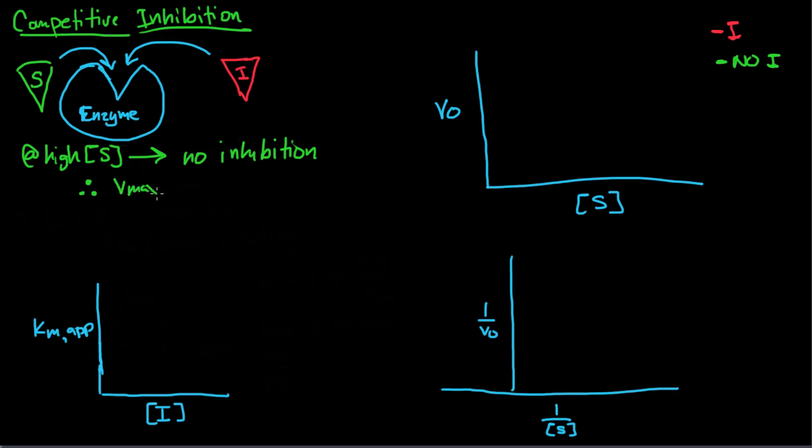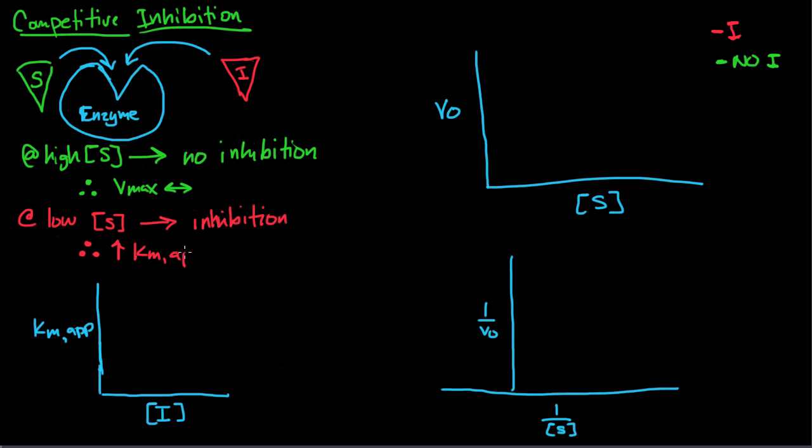Because there's no inhibition at high substrate concentration, your Vmax is going to stay the same. On the other hand, the competitive inhibitor works best at low substrate concentration. At low substrate concentration, there is going to be inhibition, and because of this inhibition, it's going to appear like the enzyme doesn't have as great of an affinity. That's why we're going to see a raise in the Km value. So Km apparent goes up.